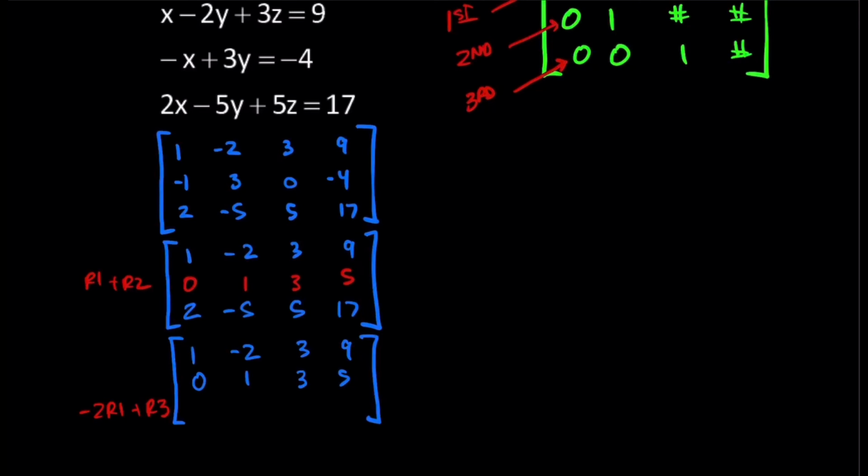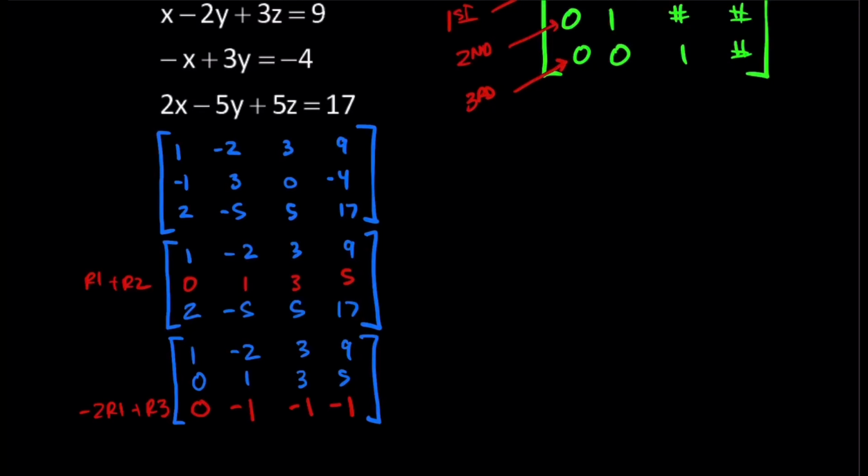-2 times 2 plus 2, that's a 0. -2 times -2 is 4, plus a -5 is -1. -2 times 3 is -6, plus 5, that's also -1. -2 times 9 is -18, plus 17, sorry, is -1.